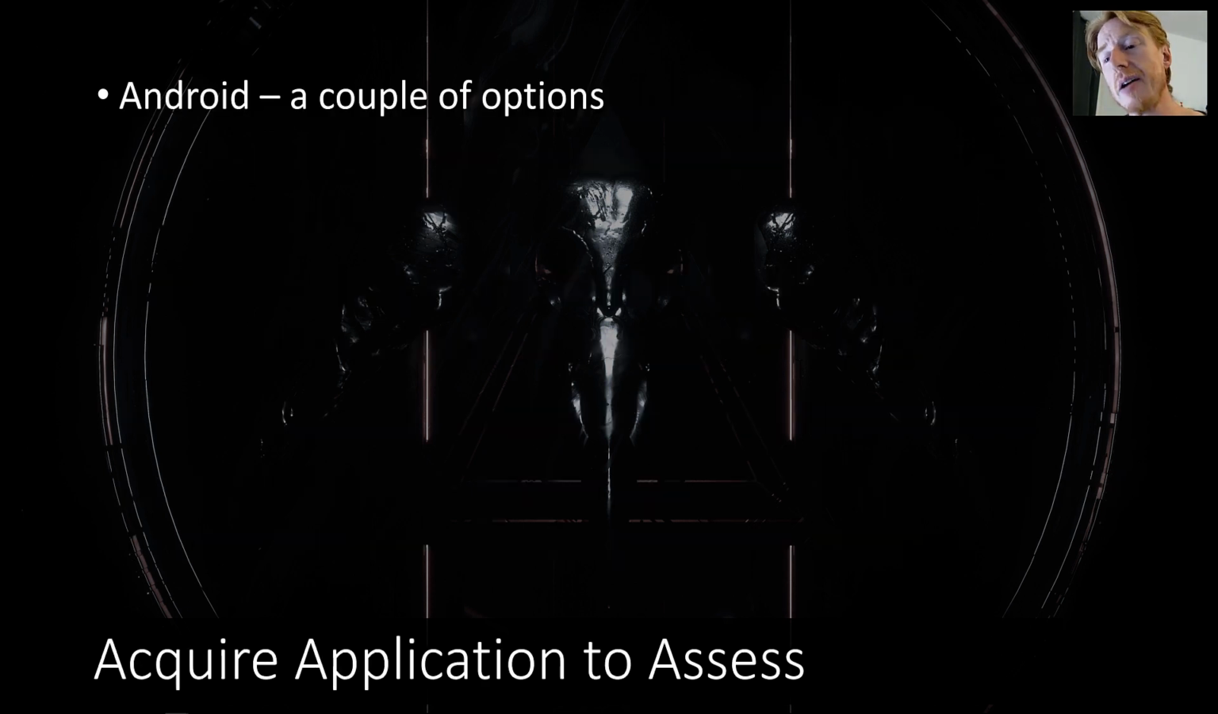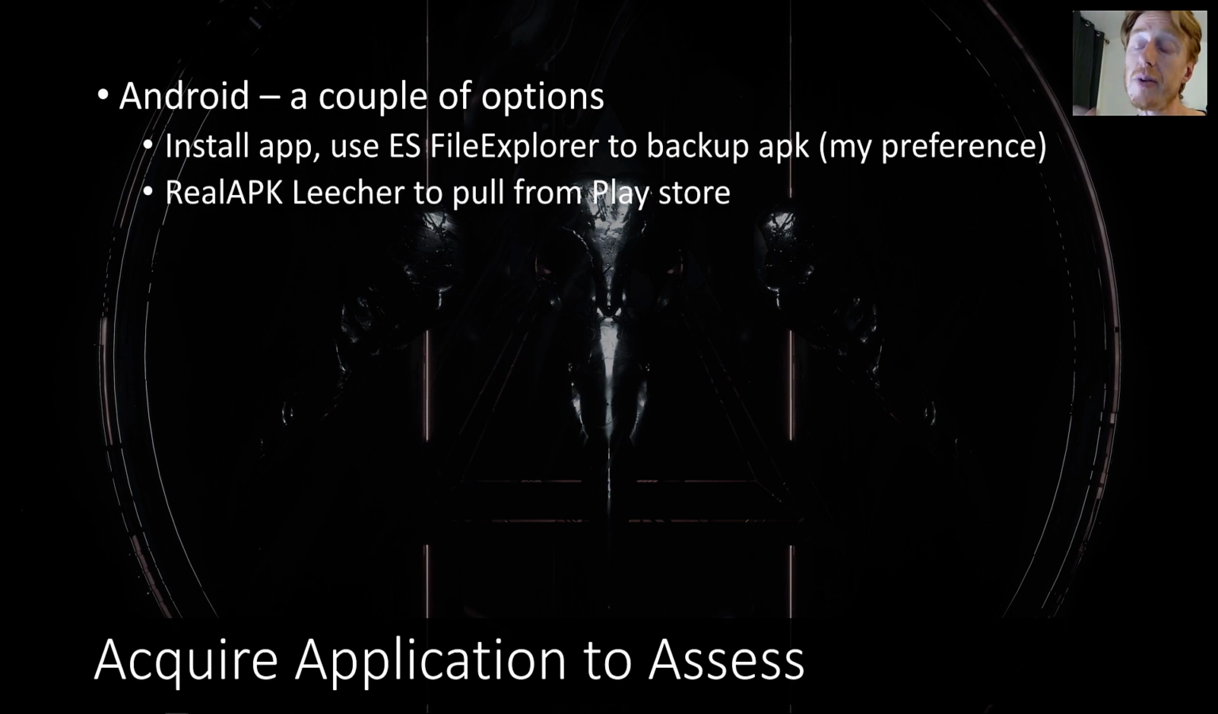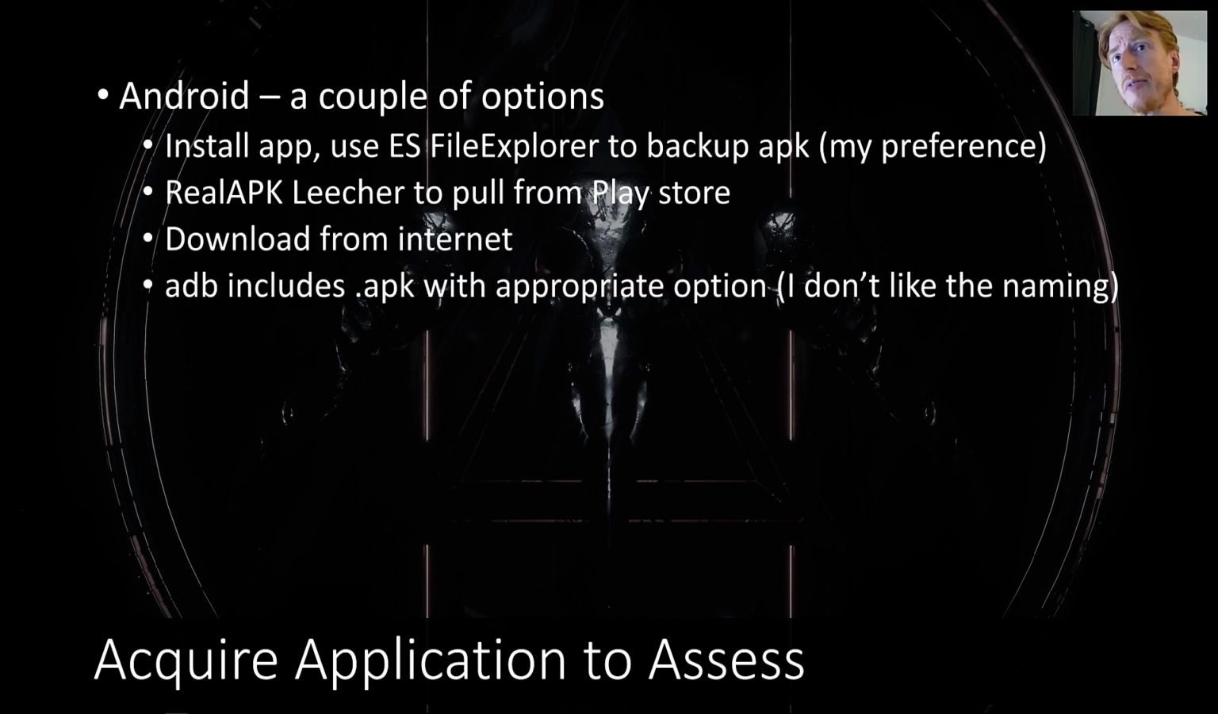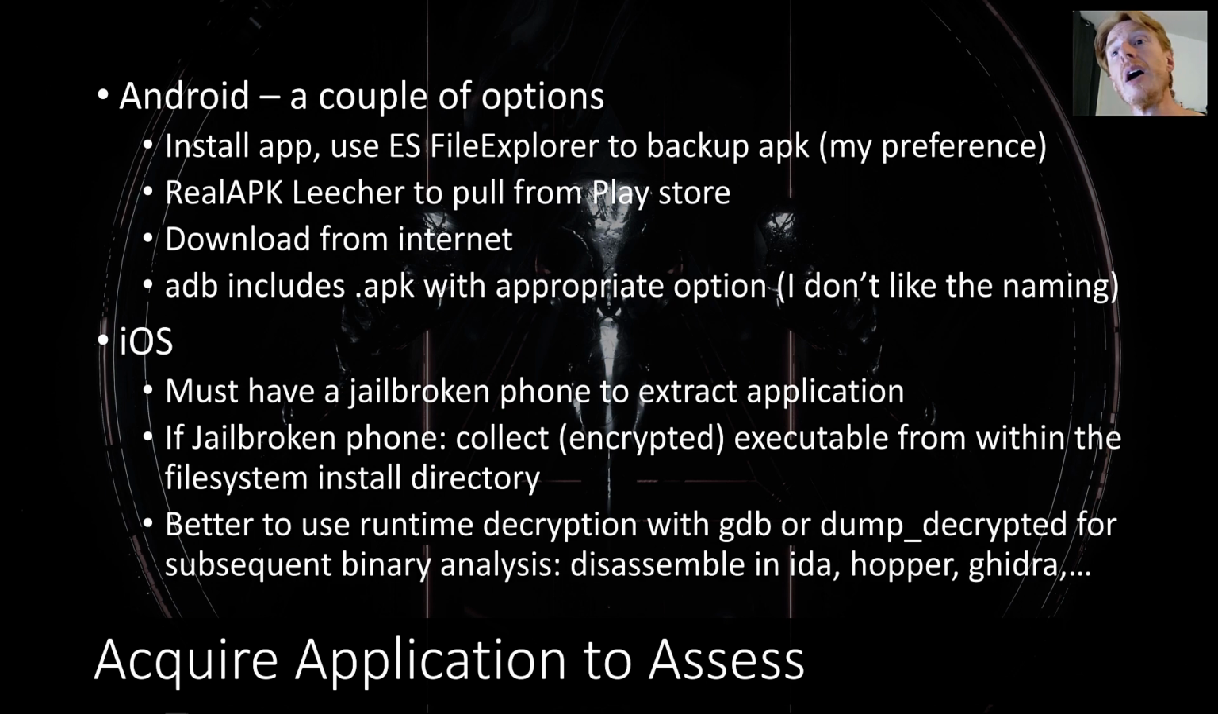It just takes time. So first off, you have to actually acquire the APK. My favorite way to do it is to actually install ES File Explorer. You can also use Real APK Leecher. You can download them from the internet. You can use ADB to include the APK file when you do the backup. For iOS to do this, you need a jailbroken phone. The best way to do it is actually to do like dump decrypted on the jailbroken phone to extract it out. What do you end up with?